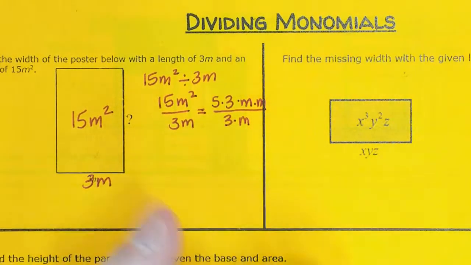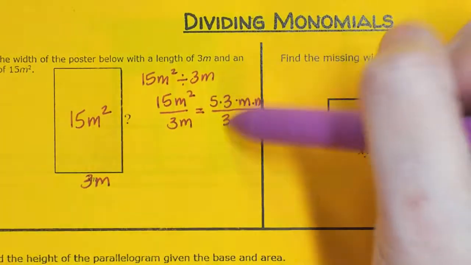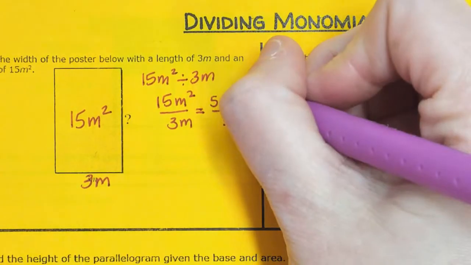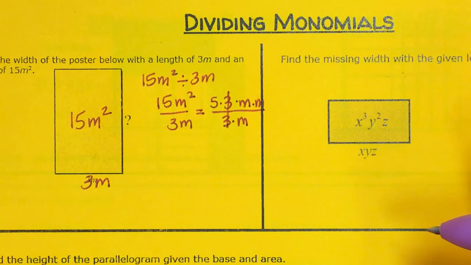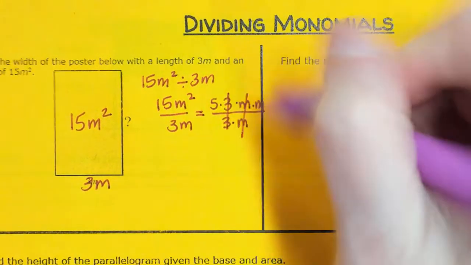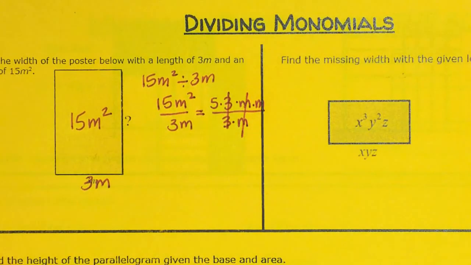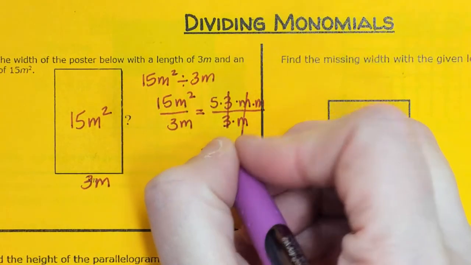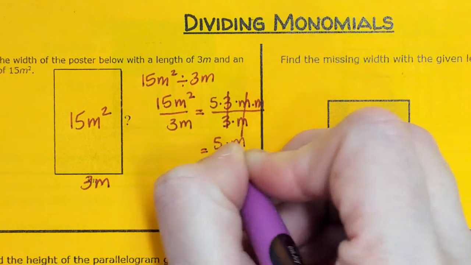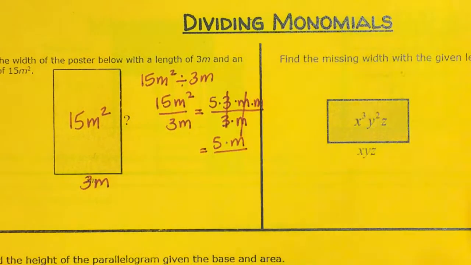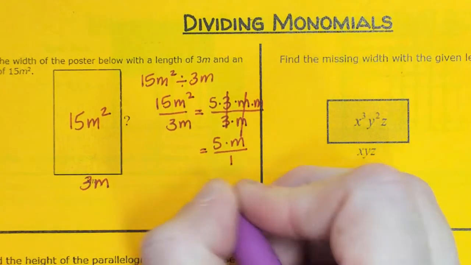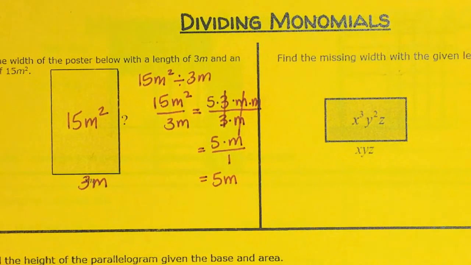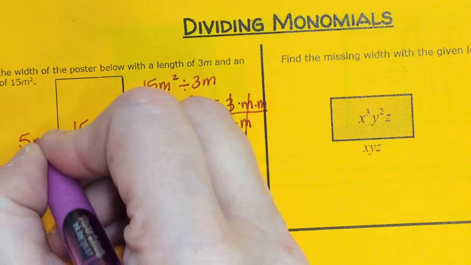So I've expanded now, and I've regrouped. So I kind of regrouped while I was expanding. Now I'm going to cancel. Well, I have a 3 on the top and a 3 on the bottom. They cancel. I have an m on the top and an m on the bottom, so they cancel. Well, now I'm going to compress them back together, which is 5 times m over, well, there's nothing there. So it's over 1. When I put that together, I get 5m. So my missing side length is 5m.